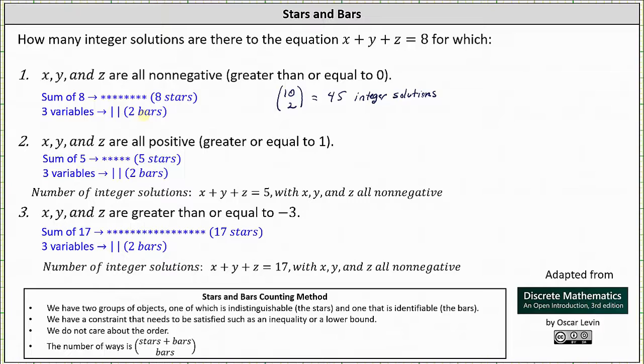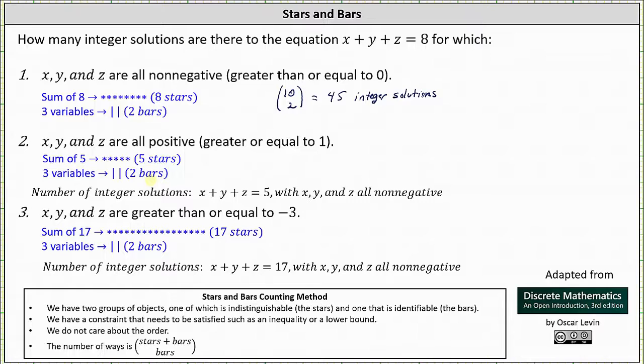Number 2, x, y, and z are all positive, meaning greater than or equal to 1, again because we're looking for integer solutions. We can take a couple of approaches on this one. Looking at the condition that x, y, and z must all be greater than or equal to 1, what we could do is take 3 of the 8 stars, assign 1 star to x, 1 star to y, and 1 star to z, which would guarantee that x, y, and z are all greater than or equal to 1, but that would leave us with 8 minus 3 or 5 stars and 2 bars, meaning we'd have to distribute 5 stars to the 3 variables.